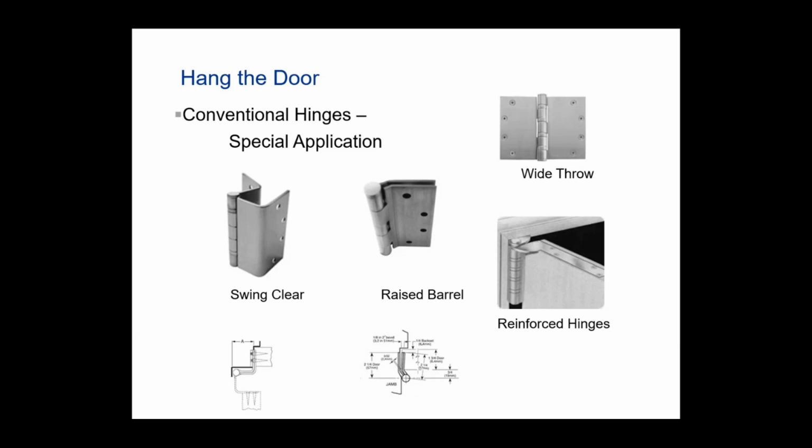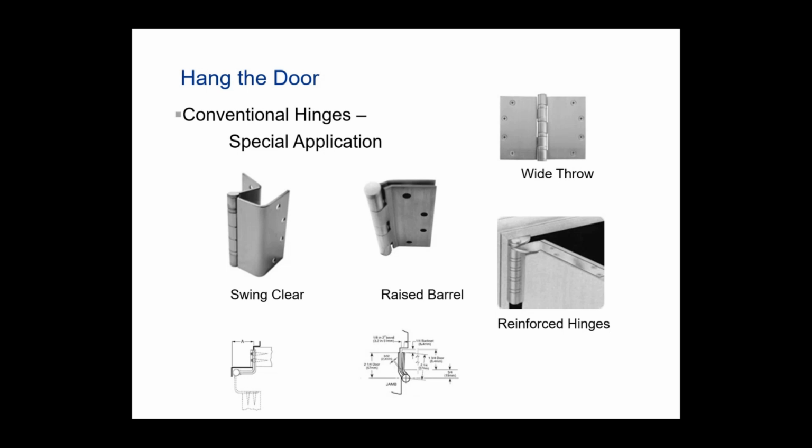A raised barrel hinge. So if you have a door jamb that has casing on it or something along those lines, you'll use a raised barrel hinge, and what that does is it raises the barrel to allow you to put casing and things like that at that opening, to where it doesn't interfere with the pivot point and it doesn't interfere with the door whenever it's trying to open.